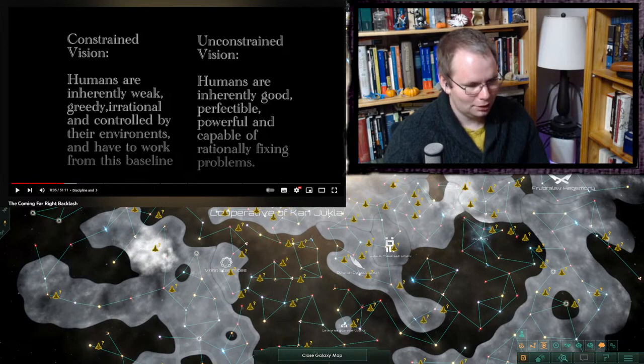Which is interesting because the unconstrained vision adheres to proper grammar and punctuation and spelling, whereas the constrained vision does not. How poetic.